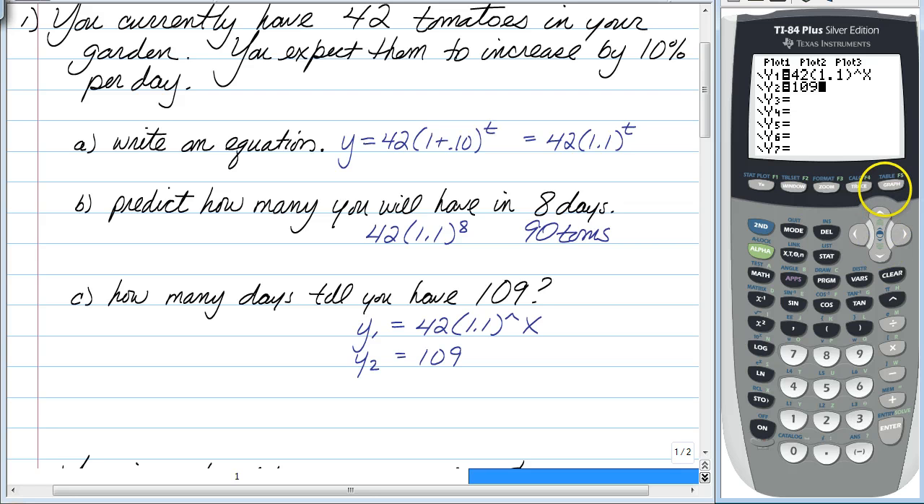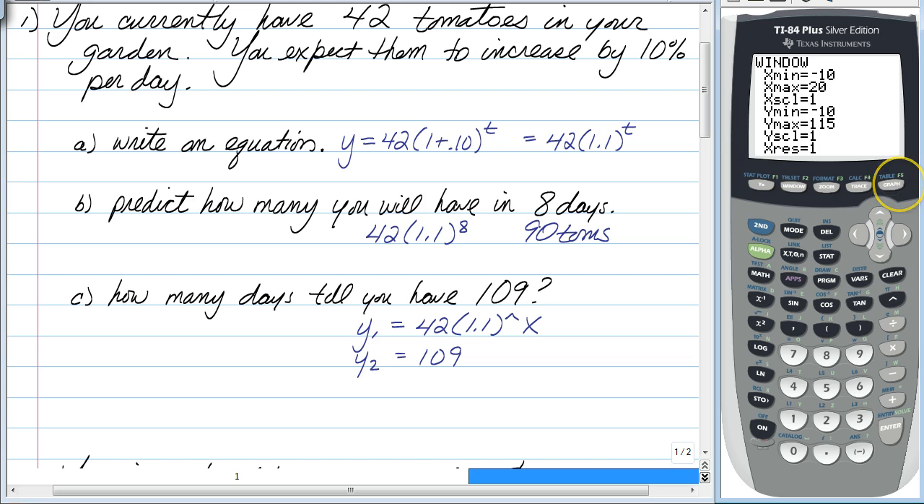So what we're going to do is click graph. And then you're not going to see anything. There's a reason you don't see anything: you don't have enough window space. This is just going from -10 to 10. So you click window, and you're going to want to change your X max, maybe to 20, so you have a little bit more room to figure out how many days this is going to take. Then you need to go to your Y max and change that to something higher than 109. You can even try 115.